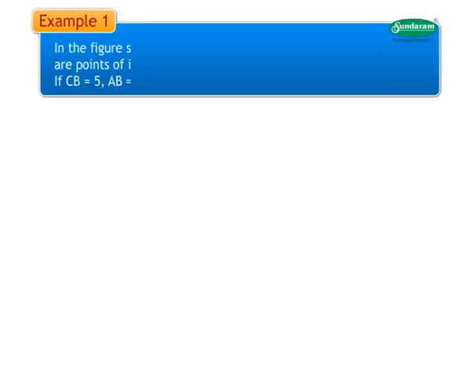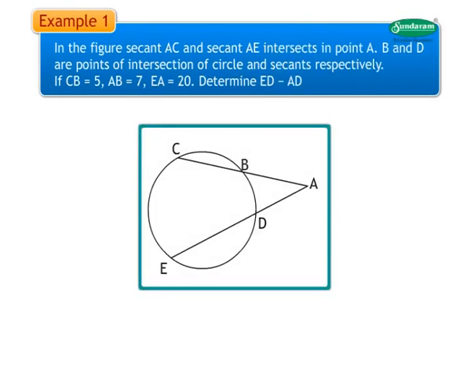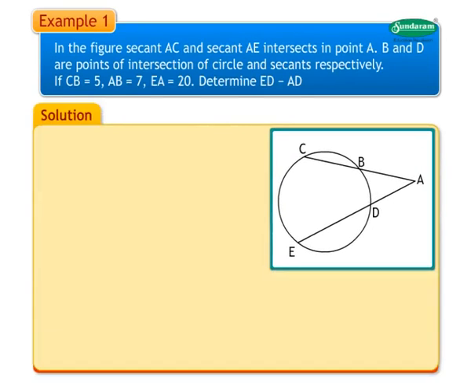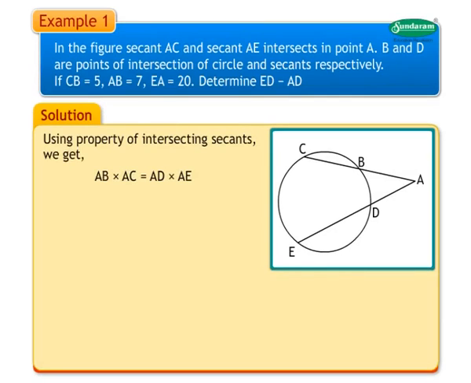Example 1. In the figure, secant AC and secant AE intersect in point A. B and D are points of intersection of circle and secants respectively. If CB is equal to 5, AB is equal to 7, EA is equal to 20, determine ED minus AD. Solution. Using property of intersecting secants, we get AB into AC is equal to AD into AE. 7 into 12 is equal to AD into 20.